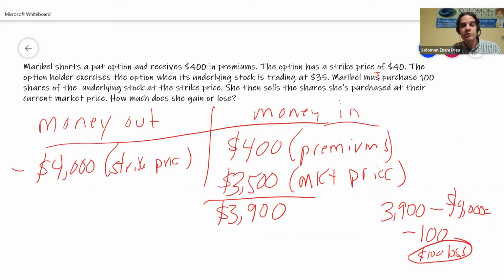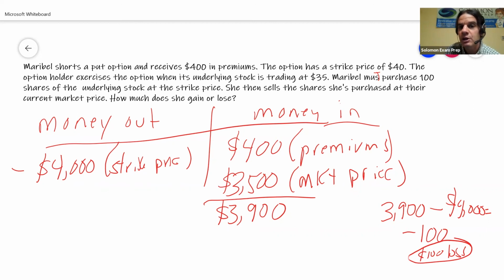Now, in the case of a short call option investor, if the call option is exercised, assuming he doesn't own the shares already, he's going to have to go out and purchase them at their current market price. So that's going to be money out. Then he'll receive the strike price when he sells them to the option holder. So his money in is the premium and the strike price, and his money out is the market price he pays.